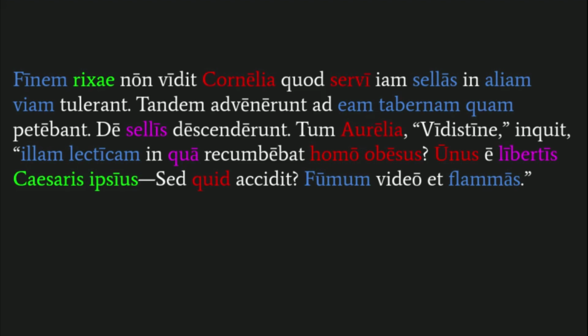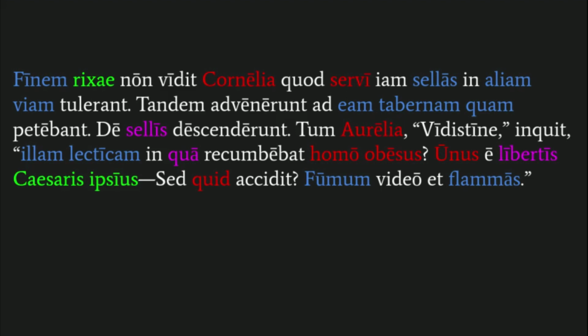Finem rixai non videt Cornelia, quod servi iam celas in aliam viam tulerant. So Cornelia is the subject here. Non videt, she doesn't see, or didn't see the finem, the end, rixai, of the fight, genitive, right, the end of the fight. So Cornelia didn't see it. Then you have quod, because. Here is our causal conjunction. Right? How do we know this?